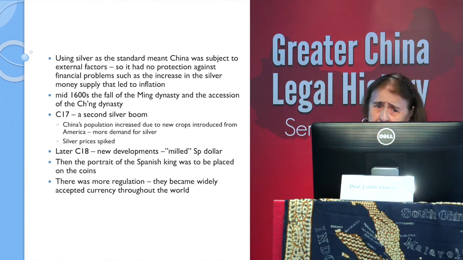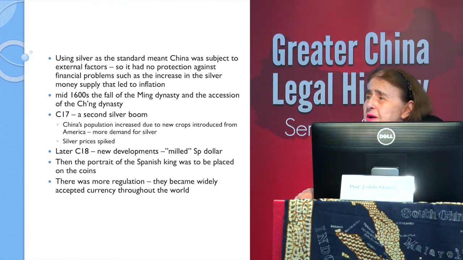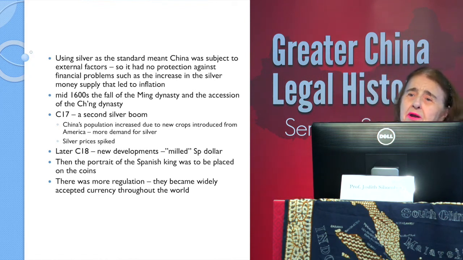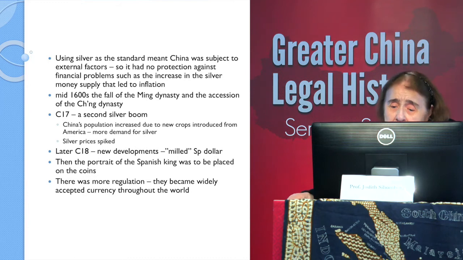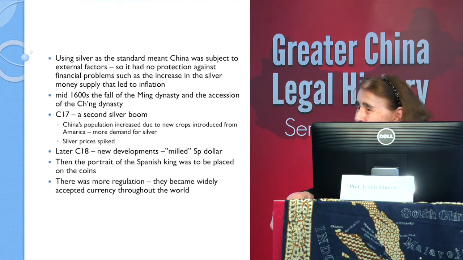In the mid-1600s, with the fall of the Ming Dynasty and the accession of the Qing Dynasty, there was a second silver boom, and the Chinese population increased because new crops of food were coming in from America, bought with the porcelain, etc., exchanged for crops and silver dollars, and the prices spiked. The Spanish king put his face on the coins in the 18th century.